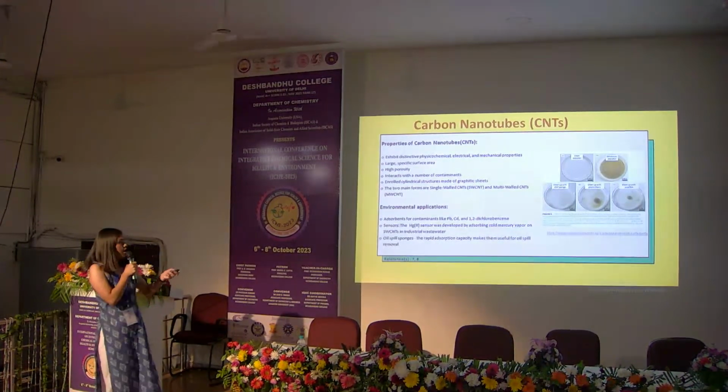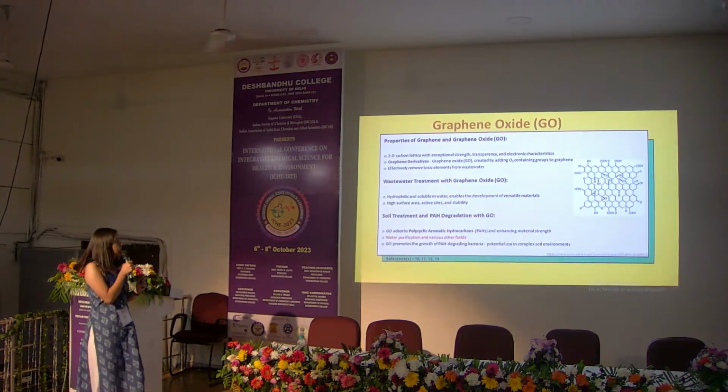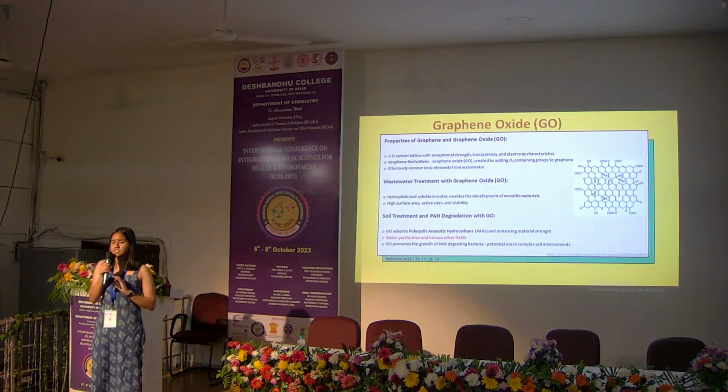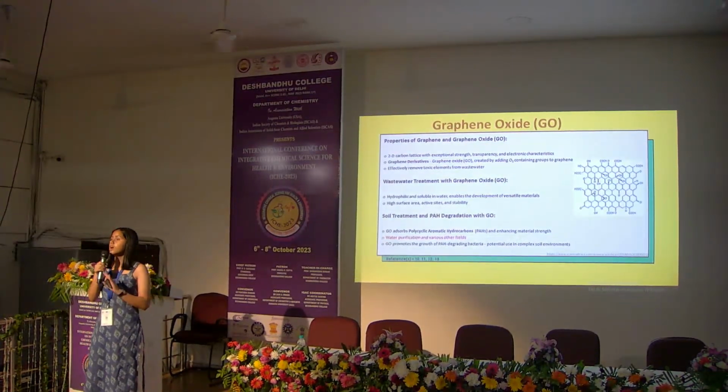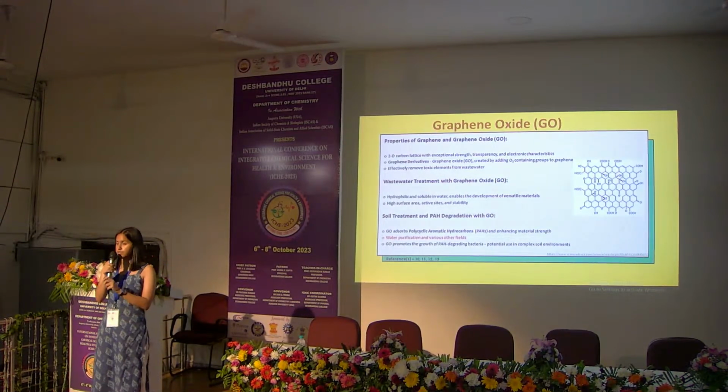Moving on to the next nanoparticle, that is graphene oxide. Its structure is composed of a two-dimensional carbon lattice with exceptional strength, and its derivative, graphene oxide, is made by introducing an oxygen-containing group into graphene.